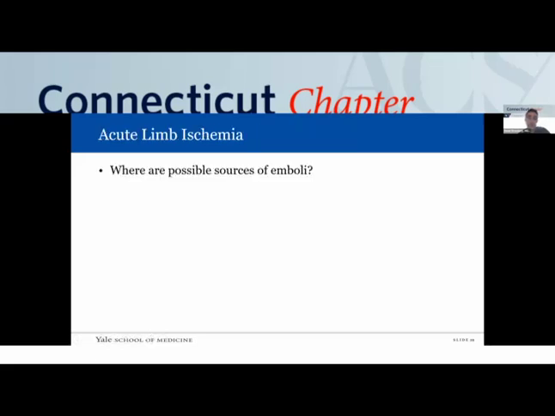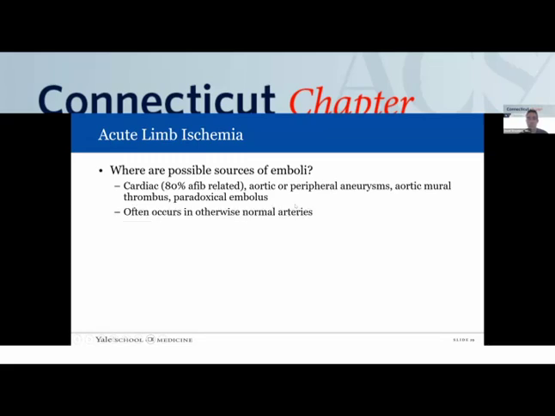So we divide this up for acute limb ischemia into thrombi and emboli. Causes or sources of emboli most commonly are cardiac. We've seen them with aortic or peripheral aneurysms. We see that a few times a year at least. Aortic mural thrombus or paradoxical embolus. And this occurs otherwise in normal arteries.